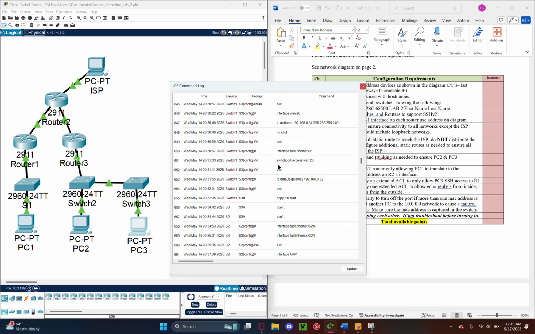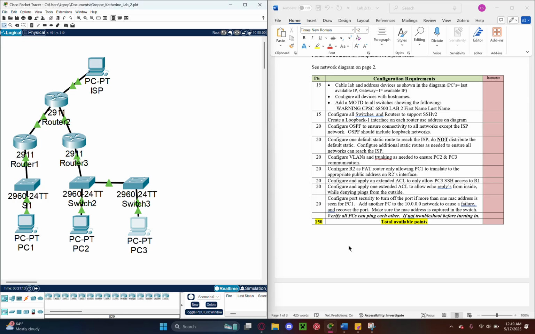I had some issues with creating the VLANs because I could not figure out what I was doing wrong. I did figure it out. I had to do router on a stick to allow for the configuration to work with the VLANs. So router 3 is working as the IP interface for both switch 2 and switch 3. There is connectivity between PC2 and PC3.